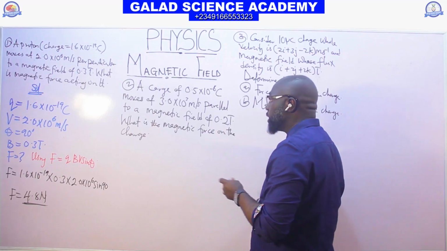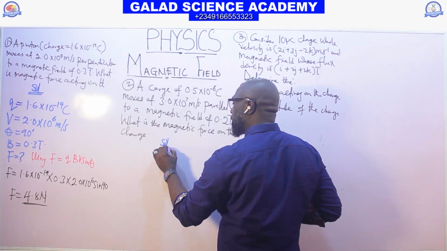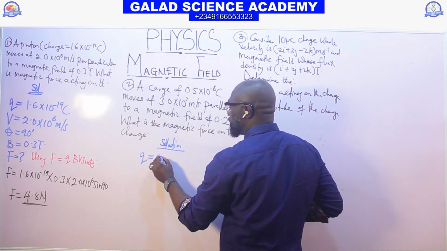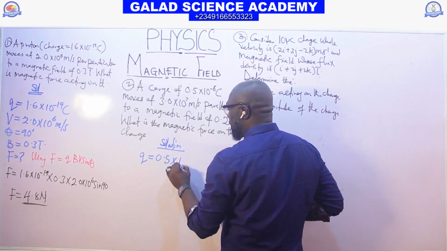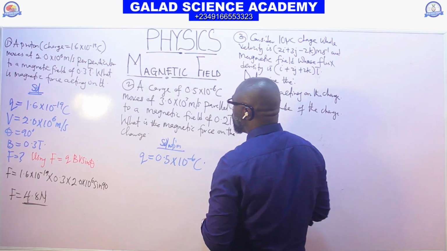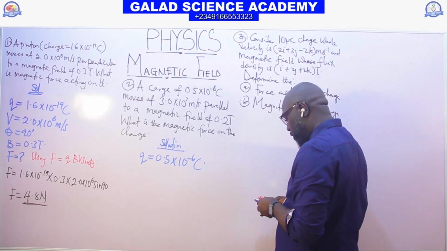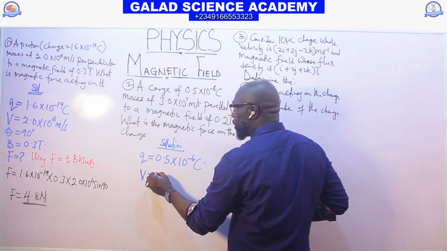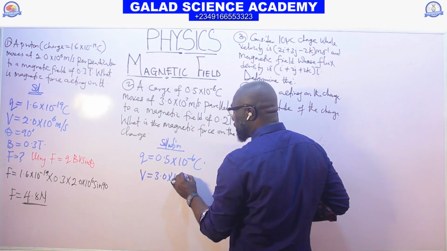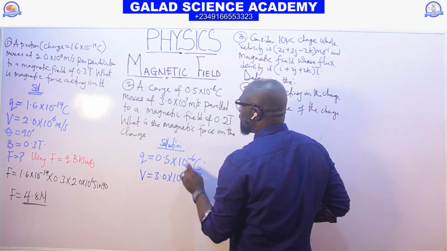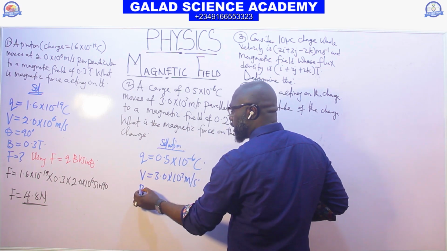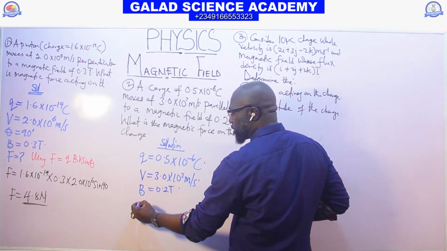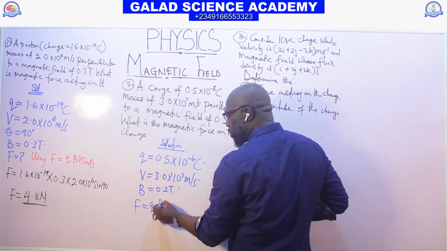So look at the second question. We are given a charge. Solution. Our charge Q given is 0.5 multiplied by 10 raised to the power minus 6 coulomb. It moves with a speed V equal to 3.0 times 10 raised to the power 3 meter per second, parallel to the magnetic field. B is 0.2. What is the magnetic force? Our force is QBV.